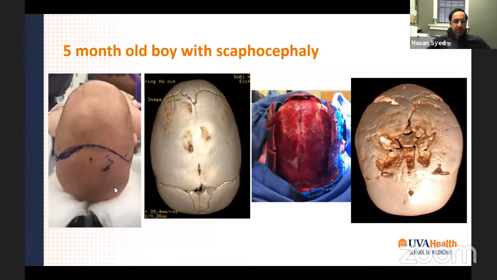So just a couple cases. This is a 5-month-old boy with scaphocephaly confirmed with a CT scan of sagittal synostosis. This is his surgery.